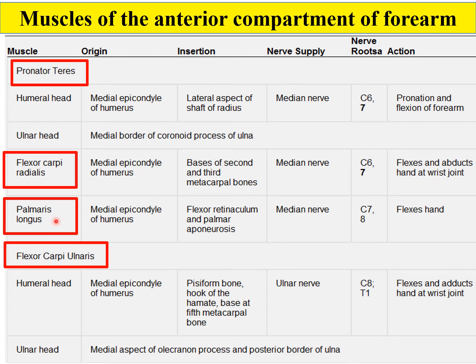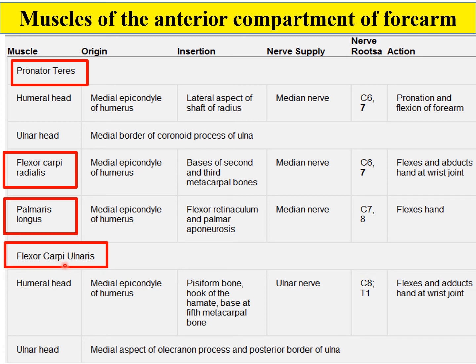Another muscle, palmaris longus, has a long tendon and a small belly, but it is a very important muscle. In 14 percent of people, it is absent. It has the same origin from the medial epicondyle of the humerus, and it is attached to the flexor retinaculum and palmar aponeurosis. So in the diagram, we will see the flexor retinaculum and palmar aponeurosis. The nerve is the median nerve, and it flexes the hand.